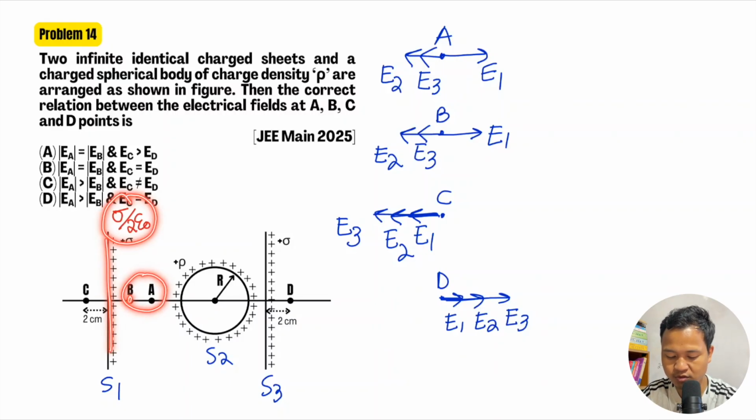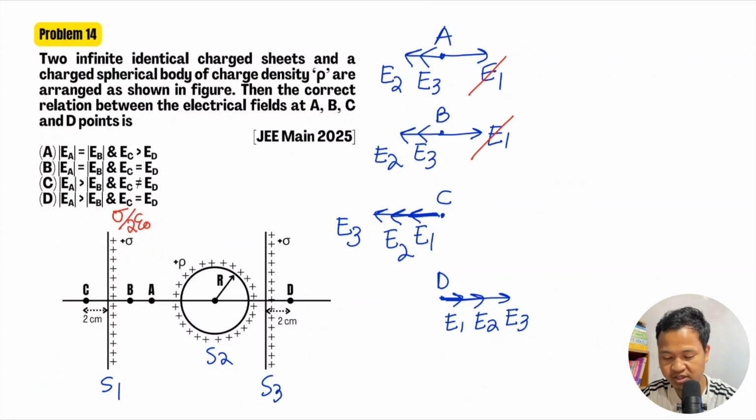Whether A is near the surface or B is far, both of them will have the same electric field due to this surface, as the formula is sigma by 2 epsilon naught. Electric field depends only on sigma, the charge distribution. So they are from the same surface. Due to surface 1, the electric field at A and B is the same, so it cancels. Now the electric field due to the third surface S3.